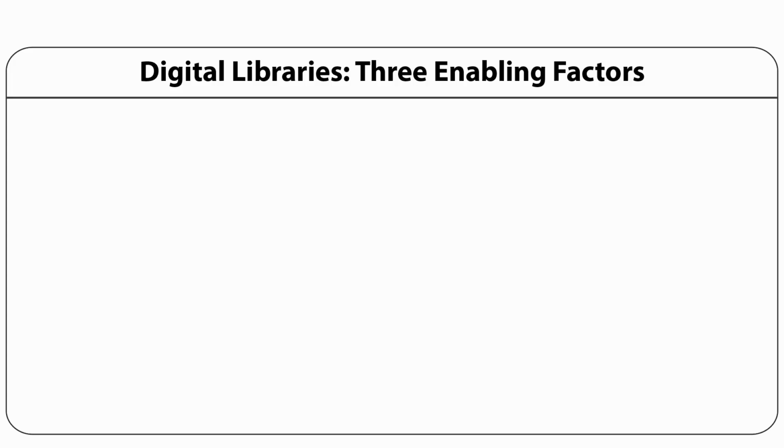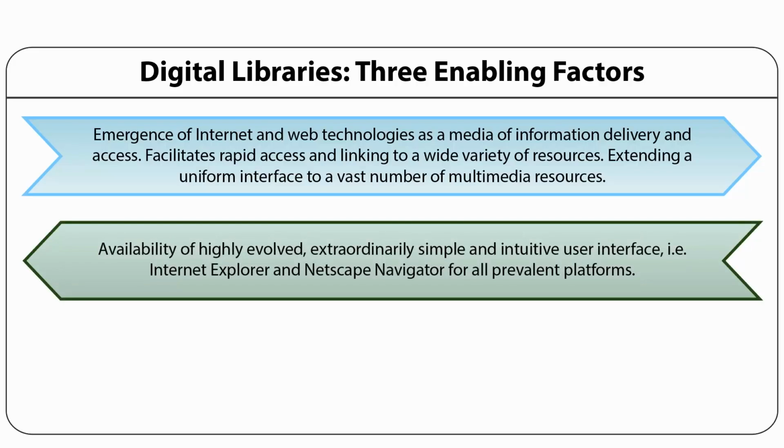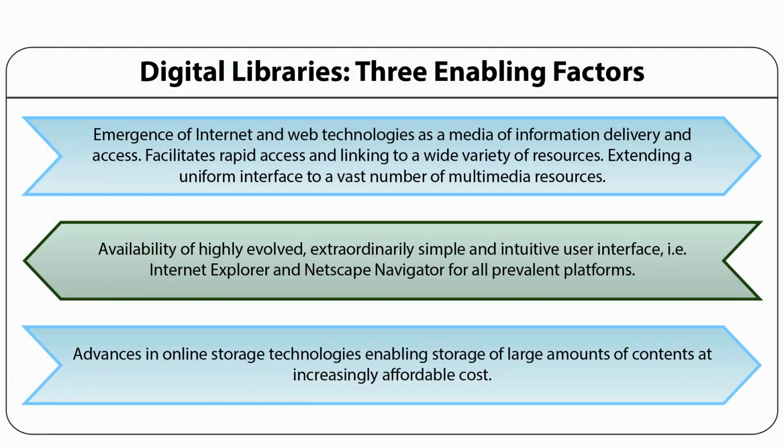Let us now deliberate on three enabling factors that led to the evolution of digital libraries. These three enabling factors are the emergence of internet and web technologies as a medium of information delivery and access that facilitate rapid access and linking to a wide variety of resources; availability of highly evolved, extraordinarily simple and intuitive user interfaces, that is Google Chrome or Internet Explorer, for all prevalent platforms; and advances in online storage technologies enabling storage of large amounts of content at increasingly affordable cost.